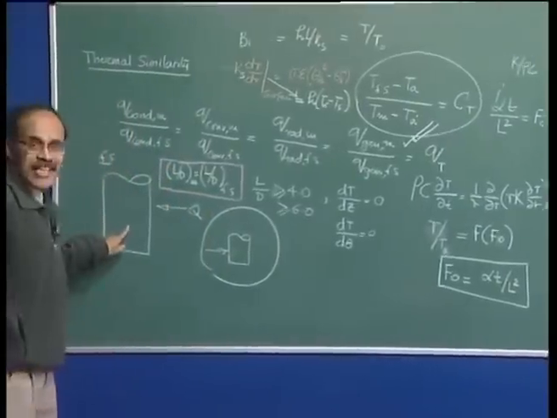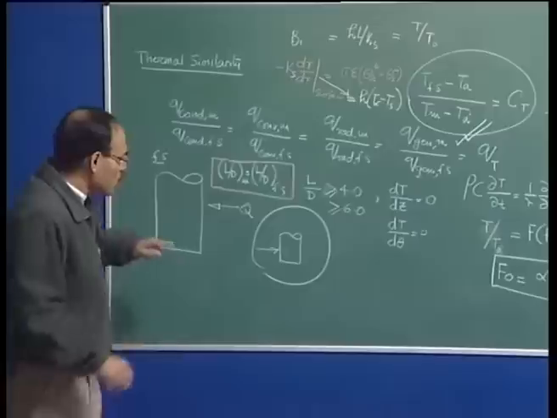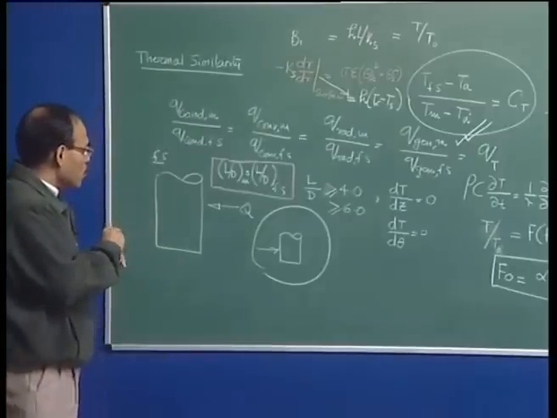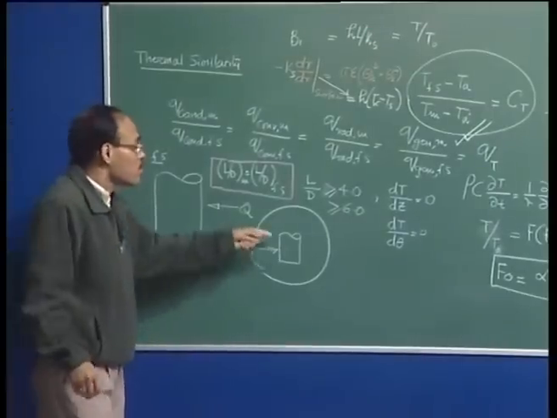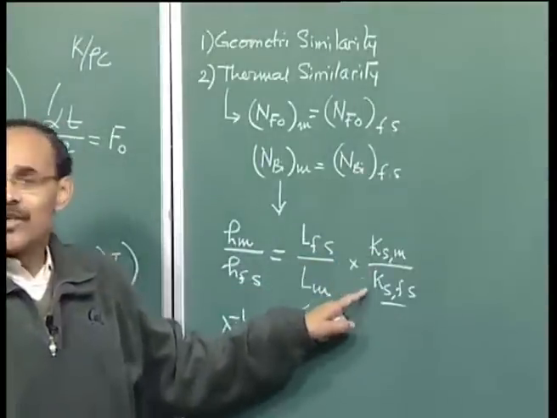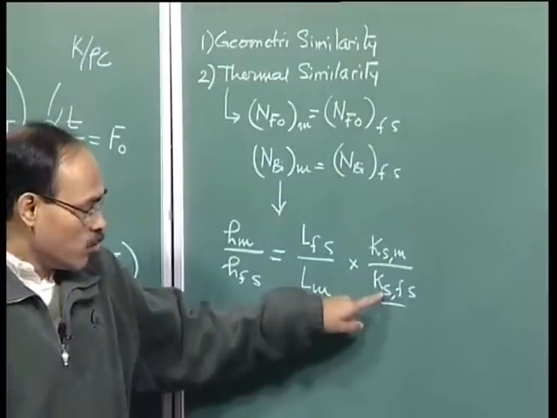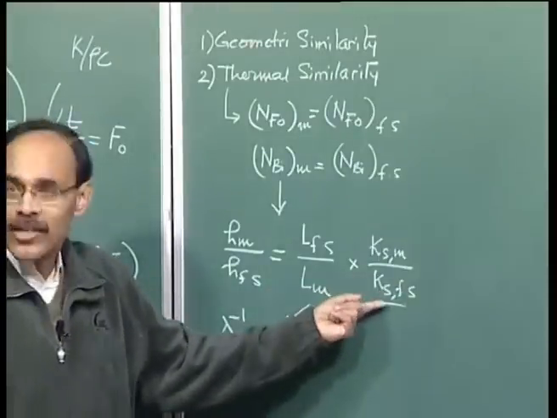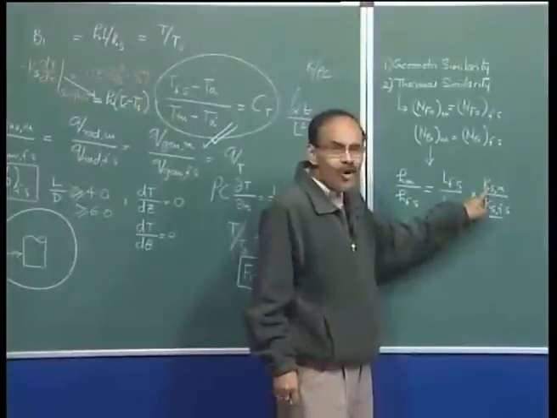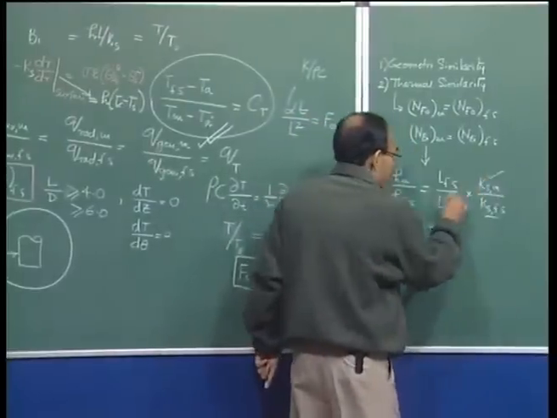This may be a steel cylinder, this may be an aluminum cylinder or a copper cylinder, it does not matter. There is no requirement that it has to be steel. I can use a different material. So, I know the ratio of the thermal conductivities of the two solids. If the solid in the full scale system is steel, I know the thermal conductivity of steel. If I have taken copper, I know the thermal conductivity of copper. So, this term is known, this term is known.